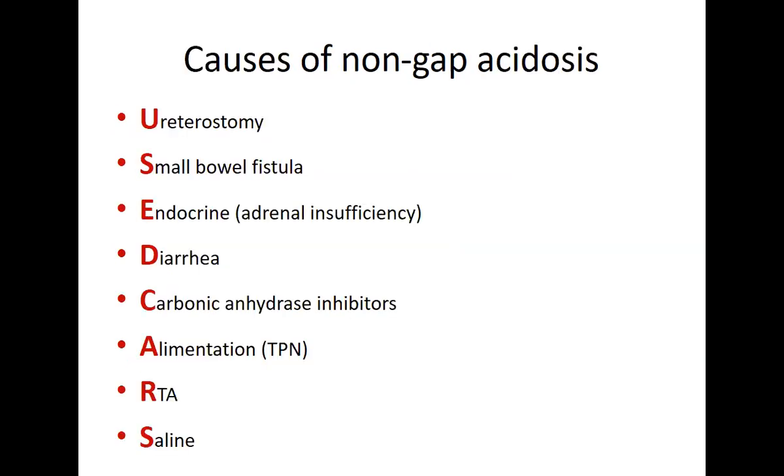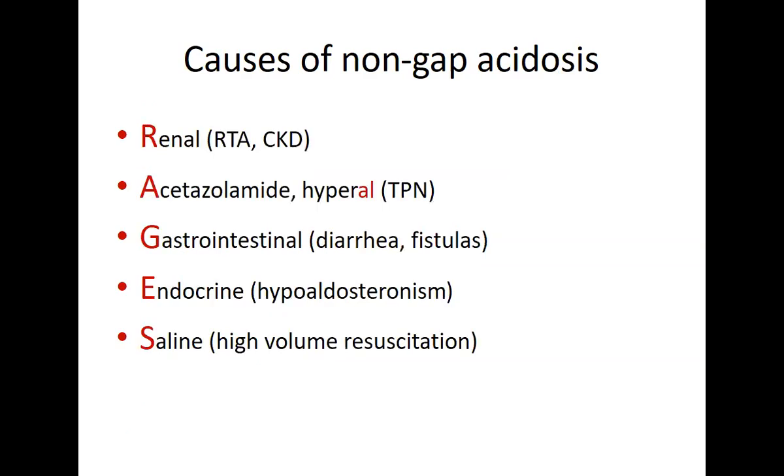So your gap doesn't change. This is the old mnemonic, right? Used cars. I don't really like this one. I like RAGES. I think that's easier to remember. So renal would be RTAs or CKD, like we talked about. CKD causes a non-gap, end-stage renal disease causes the gap. Acetazolamide or hyperal is the A.